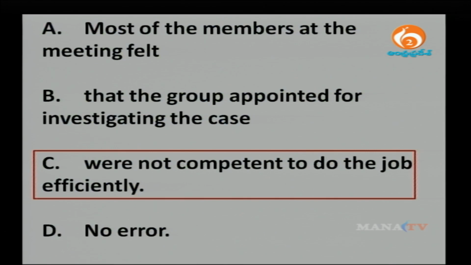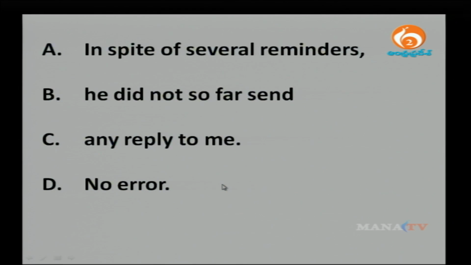The correct answer here is C. That is where the error is. Please read carefully. The word group is only one group. It's singular. So, instead of were, it should be was. Most of the members at the meeting felt that the group appointed for investigating the case was not competent to do the job efficiently.